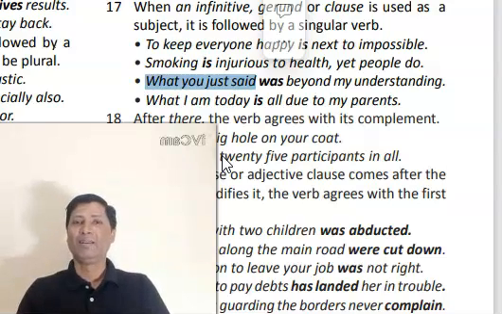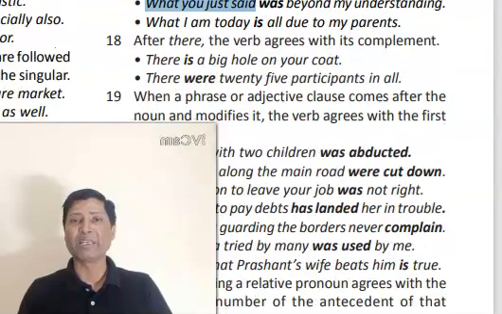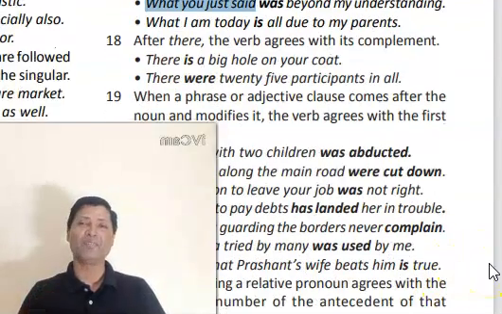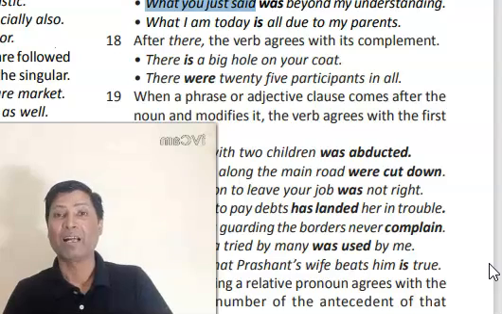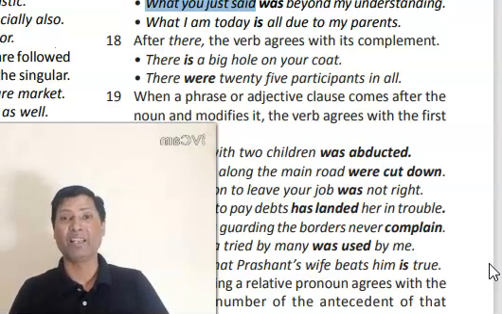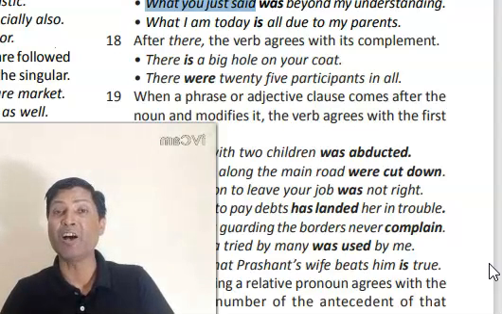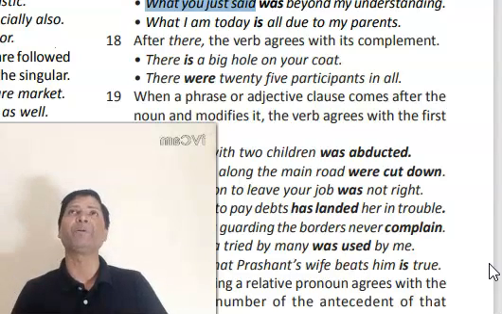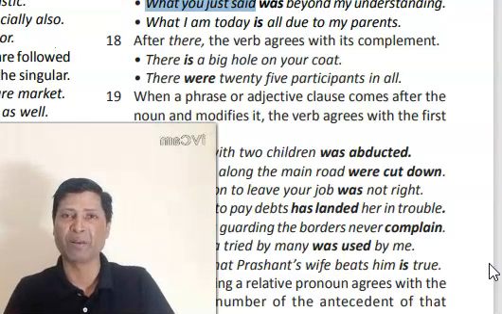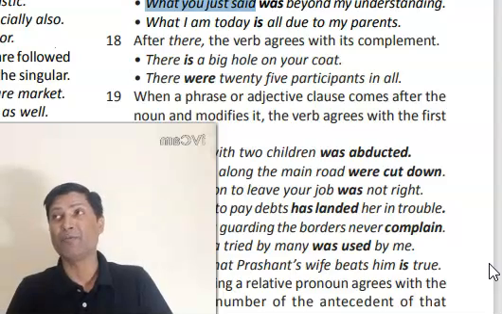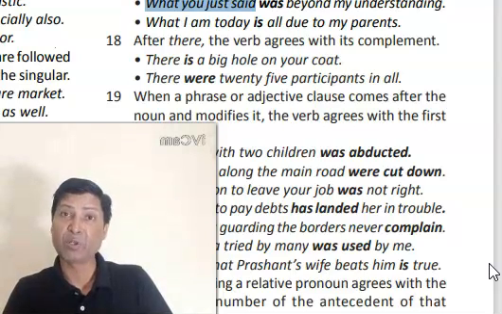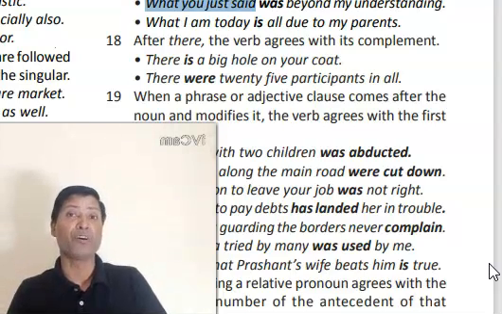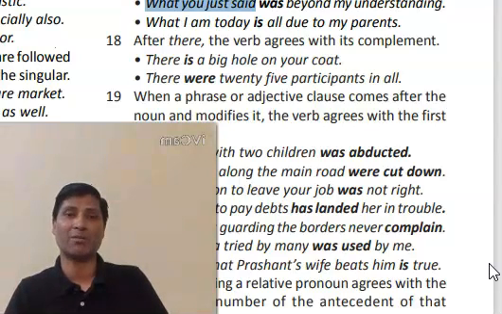Okay. Number 18. After there, not T-H-E-I-R, after there, the verb agrees with its complement. A new word, complement. What is a complement? See, verbs are of three types: transitive verb, intransitive verb, and verbs of incomplete predication.